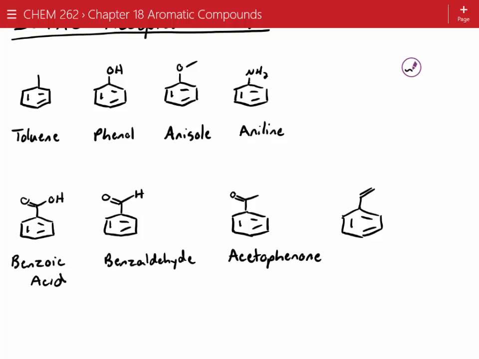And then the last one, which we saw back in our polymer chapter, is this alkene coming off there. Does anybody remember what this one is called? Styrene, exactly. So typically these are the parent names for these systems.